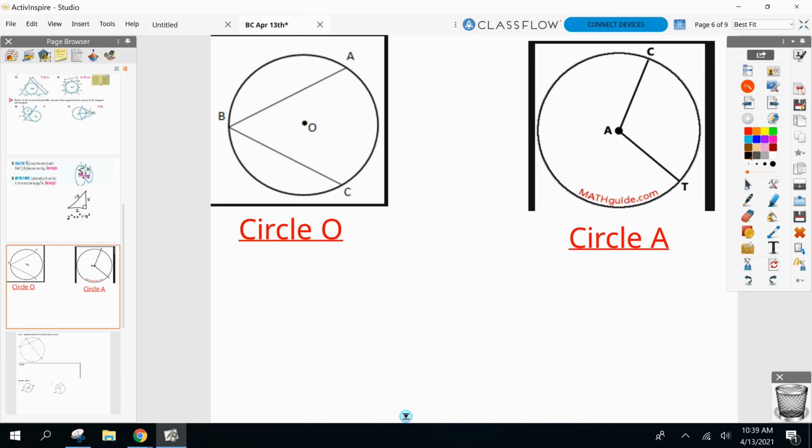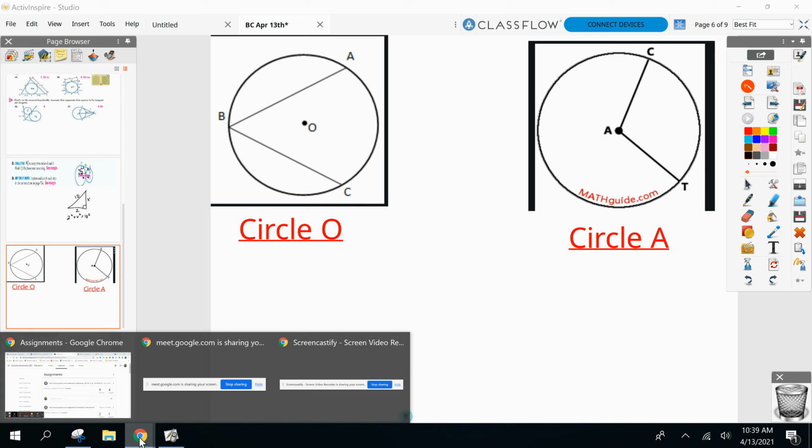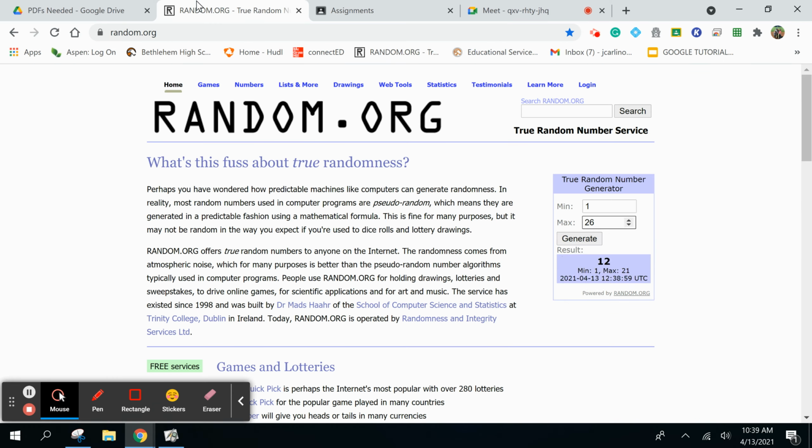Angle ABC. We dedicated a whole day to this type of angle. A lot of questions on the quiz Friday, Monday about it. What type of angle is ABC there for circle O? Here we go. Start us off right. Look it up if you have to.